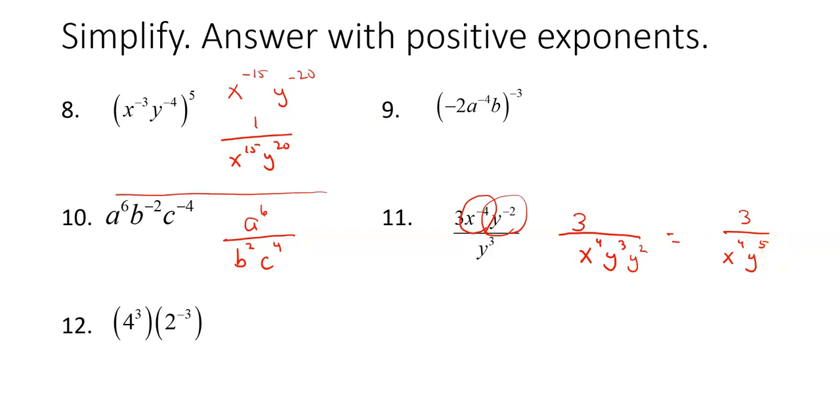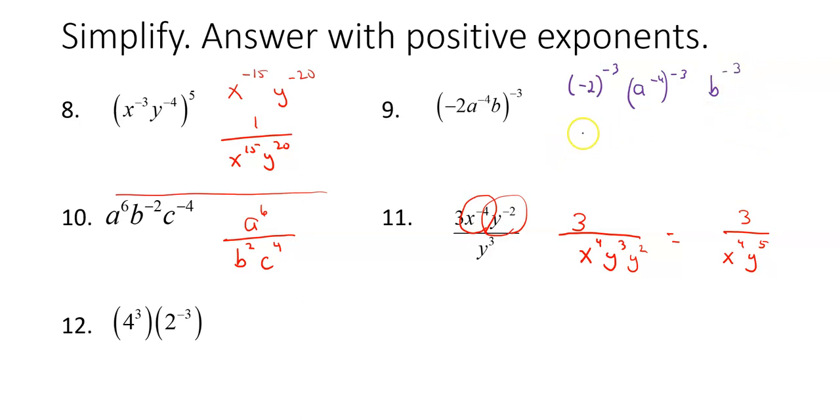All right, one more. Let's tackle number 9, because number 9 has a coefficient in it. Notice that there's a negative 2 that's raised to the negative 3rd power. So I have a negative 2 to the negative 3rd power. I've got an a to the negative 4th to the negative 3rd power. And I've got a b to the negative 3rd power.